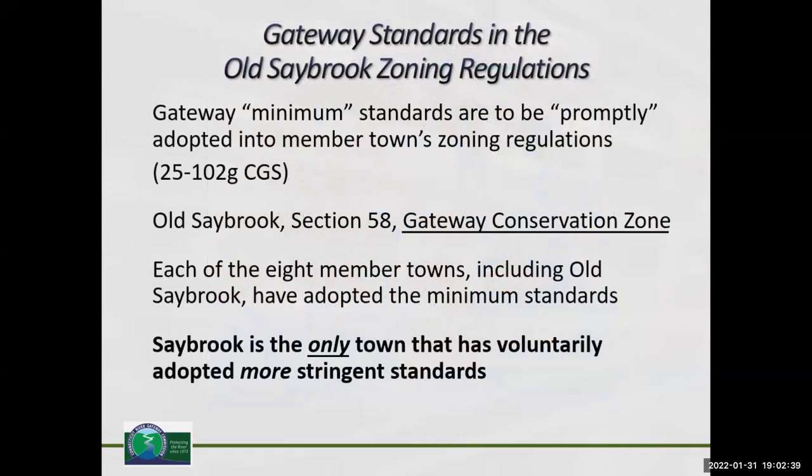So the Gateway standards, the Gateway by statute has the authority to adopt minimum zoning standards that are to be, quote unquote, promptly adopted into each member town's zoning regulations. And that's the statutory citation. In your zoning regulations in Old Saybrook, it's section 58. Each of the member towns, including Old Saybrook, have adopted the minimum standards. And I did want to note that Saybrook is the only one of the 8 that voluntarily adopted more stringent standards to be more protective than the minimum standards.